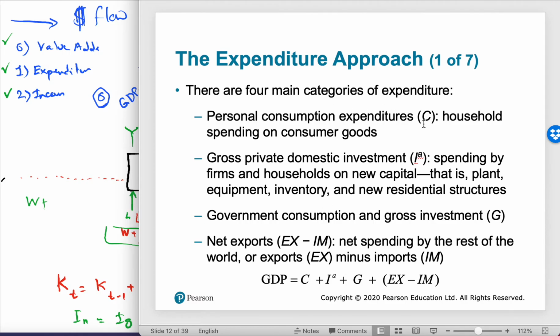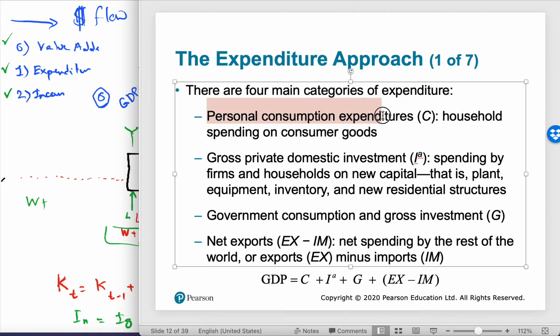So there are 4 groups. Group 1 is the household. How much do they spend buying final goods and services? It's called personal consumption expenditure, and we showed it with the C, right?